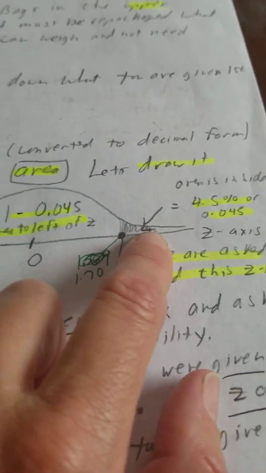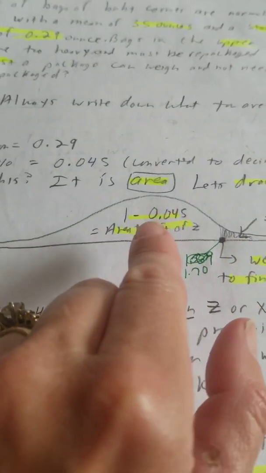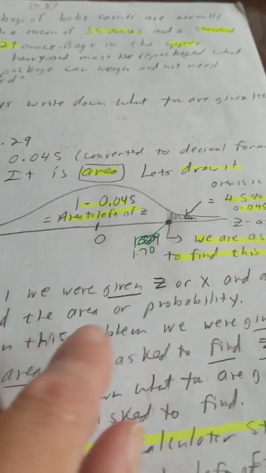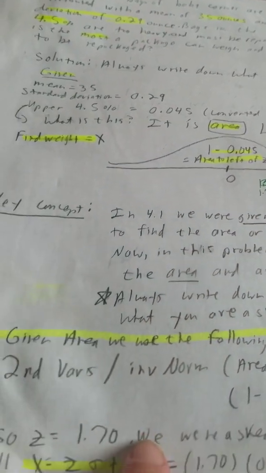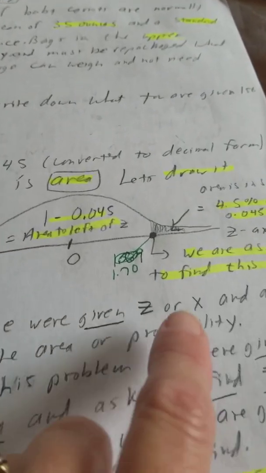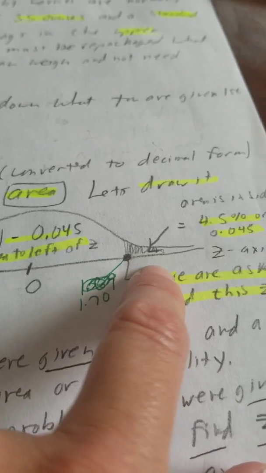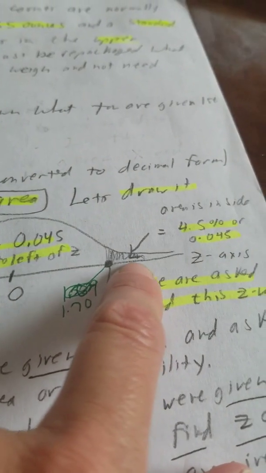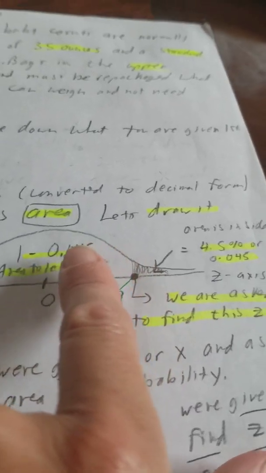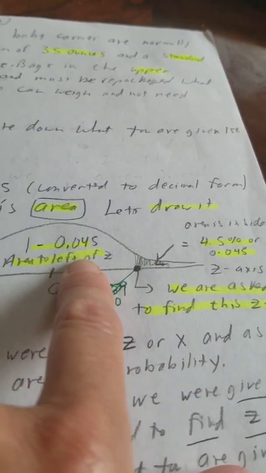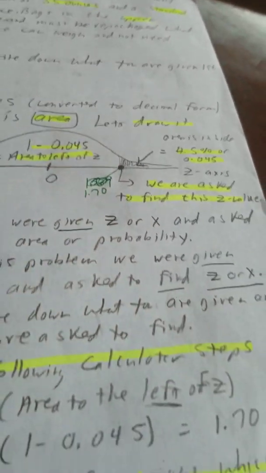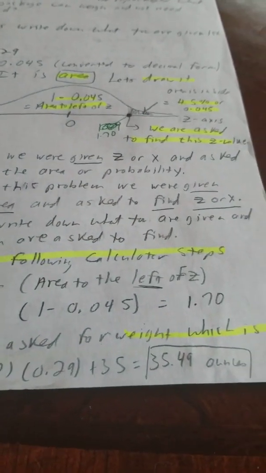So again, we draw a picture, we write down everything we know. We were given area. If we're given area and asked to find z or x, we use inverse norm, and we always enter area to the left. We were given area in the upper 4.5%, converted to decimal is 0.045. To find area to the left, it's 1 minus the area to the right. In other words, its complement, and that's what we entered in the calculator. Okay, and we got our final answer.